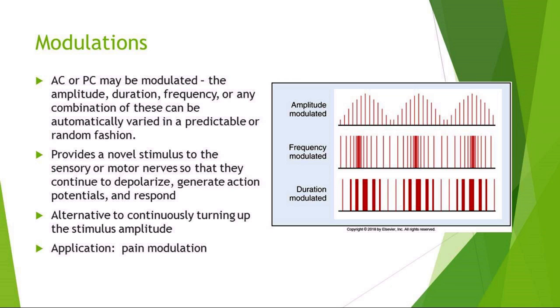So the graph from the book kind of shows amplitude modulation. The amplitude goes up and down in a predictable pattern, and you can set that on the machine. Frequency, it's slower and faster for the pulses or cycles per second. Duration, it's longer and shorter pulse durations. And again, it can be predictable or unpredictable. And that's just to prevent accommodation. That's the main reason for modulations, is to prevent you getting used to it and having to continuously turn up the amplitude because you got used to that level of stimulation.